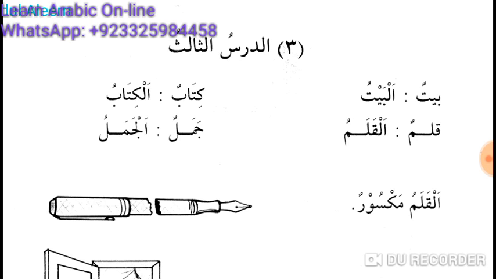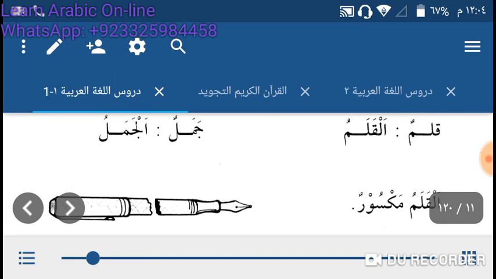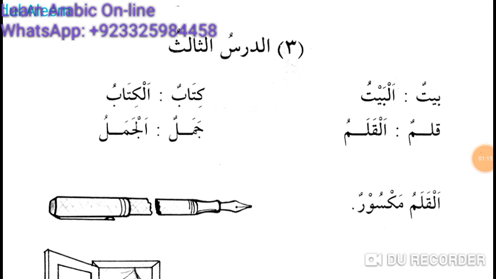Jamalun, a camel. So Baytun means a house, Kitabun means a book, Kalamun means a pen, Jamalun means a camel.